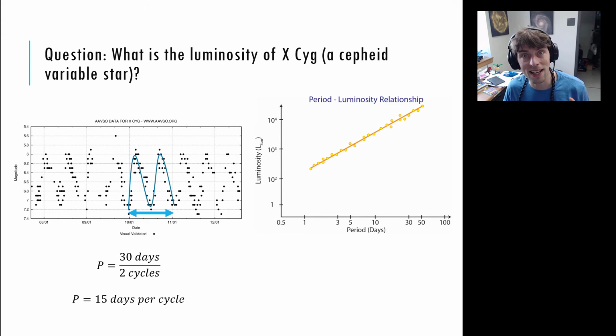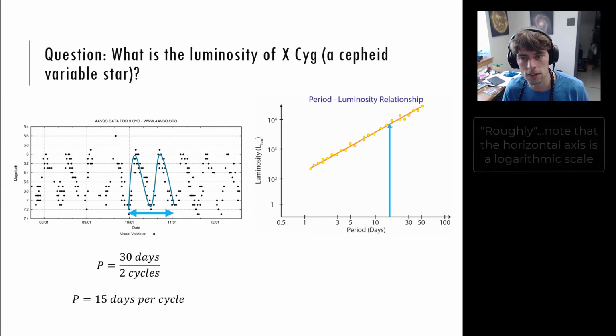Now here's the magic that Henrietta Swan Leavitt helped us out with. Because I have this period luminosity relationship, I can now estimate the luminosity of this star. I have to go and find 15. Here's 10, there's 30, so roughly halfway in between would be 20. So I'm going to estimate where 15 is. I'll say right about there.